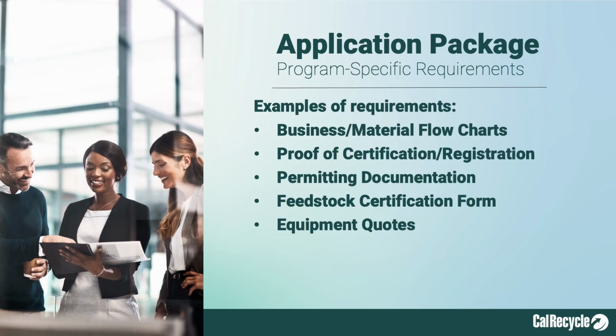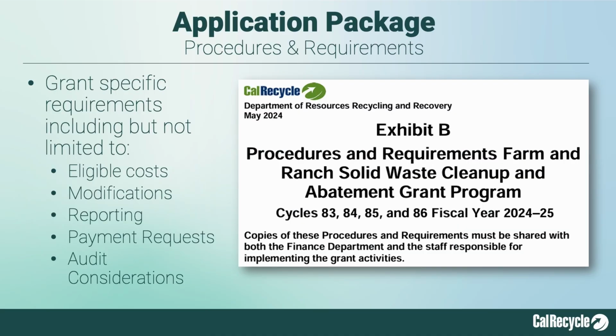Make sure to read the program-specific application requirements in the guidelines and instructions for the applicable grant. Some requirements may include business or material flow charts, proof of certification and registration, permitting documents, feedstock certification form, and equipment quotes. Once an applicant is awarded and enters into a grant agreement, the procedures and requirements will provide the terms that the grantee must follow.